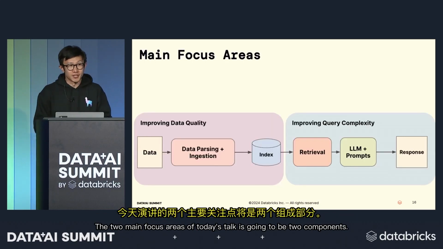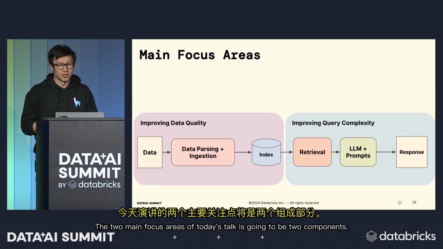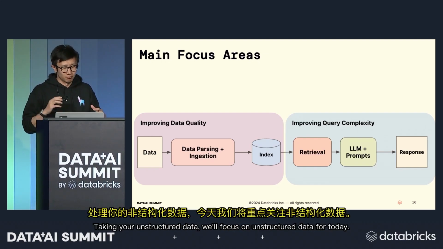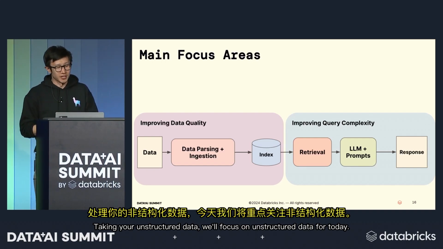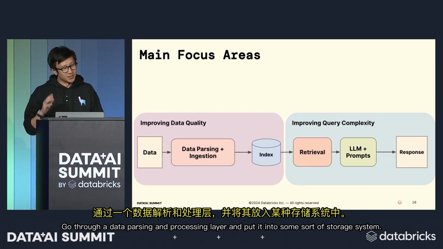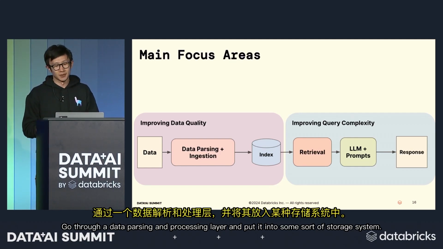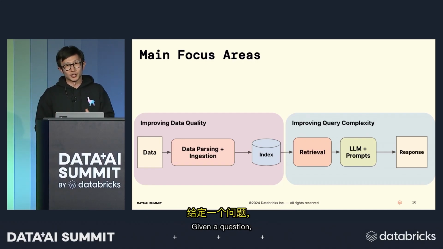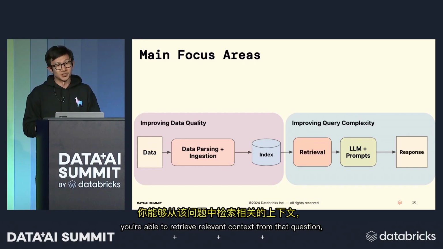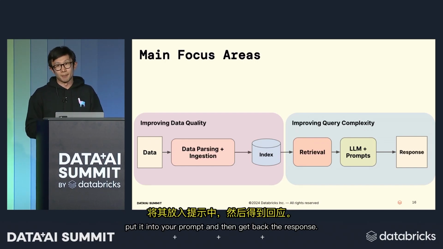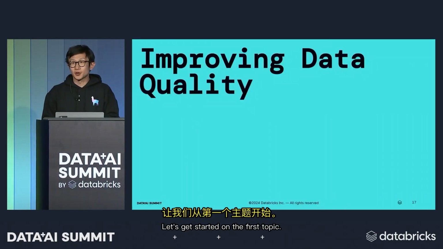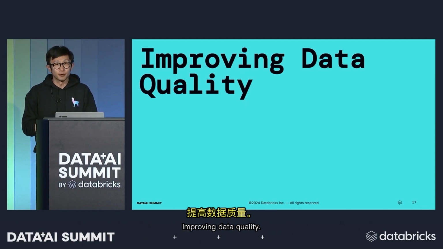The 2 main focus areas of today's talk are 2 components. One is improving data quality. So taking your unstructured data, we'll focus on unstructured data for today, going through a data parsing, ingestion, processing layer, and putting it into some sort of storage system. And then the second component is improving query complexity, where given a question, you're able to retrieve relevant context, put it into your prompt, and then get back a response. So let's get started on the first topic, improving data quality.